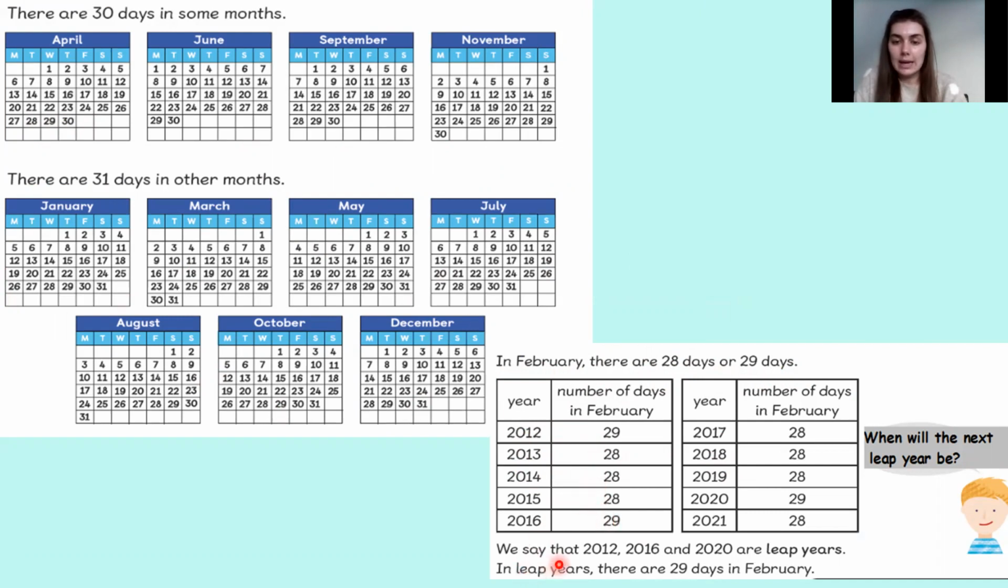And then it has these tables here. It has the year and the number of days that were in February in that year. So we say that 2012, 2016 and 2020 are leap years, and in leap years there are 29 days in February. So we can see from the table 2012 has 29, 2016 has 29 and 2020 has 29 too. So can you work out when the next leap year will be?